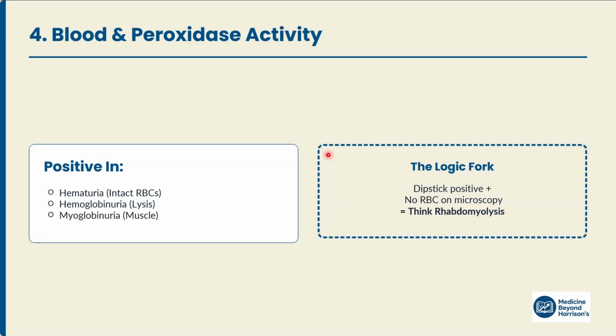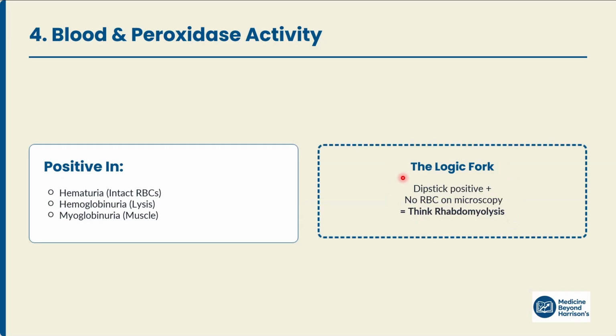Blood and peroxidase: if blood is present, you must next see whether there are RBCs present or not. Blood can be seen in hematuria with intact RBCs, hemoglobinuria where just hemoglobin is there due to lysis of RBCs, and myoglobinuria in case of muscle damage. In all three cases, blood will be positive, but in myoglobinuria or rhabdomyolysis there will not be RBCs. So when the dipstick is positive for blood but there are no RBCs on microscopy, that is suggestive of rhabdomyolysis. You need to remember this fact.